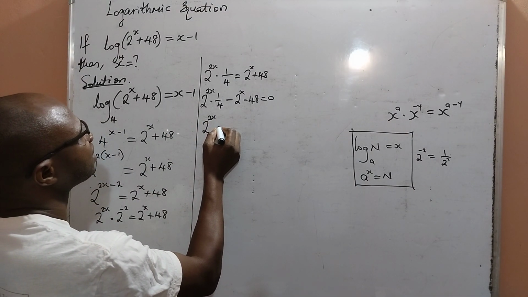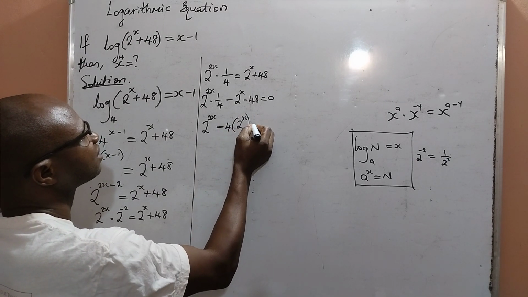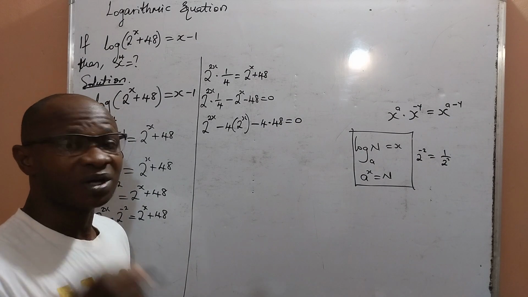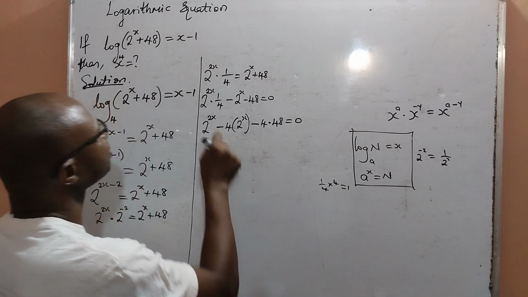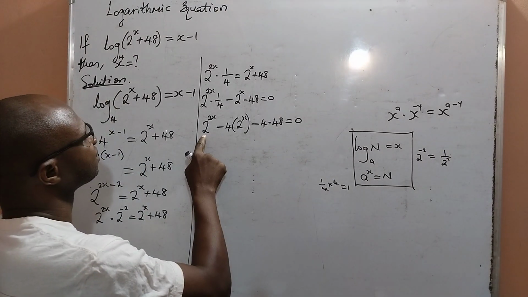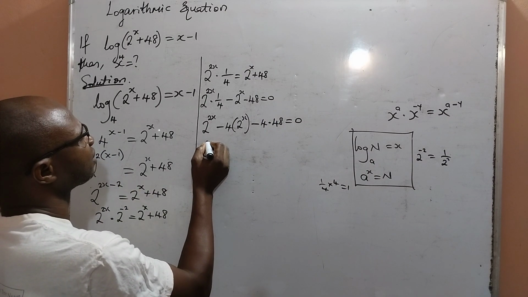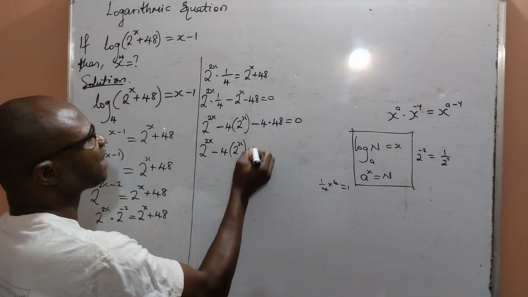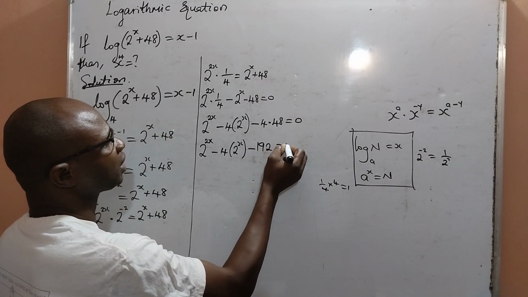And then leaving me with 2 raised to the power 2x, minus 4 into 2 raised to power x, then minus 4 multiplied by 48 equal to 0. What have I done? You know that 1 over 4 multiplied by 4 is equal to 1. So I have multiplied all through by 4, and it resulted in this expression we can see. So this is 2 to the power of 2x, then minus 4 into 2 raised to power x, minus 4 multiplied by 48, which gives us 192, equal to 0.